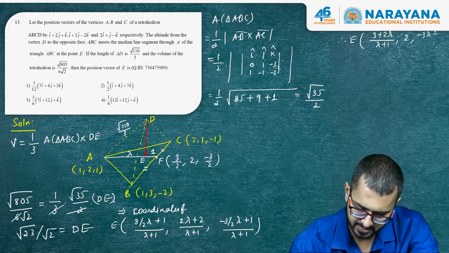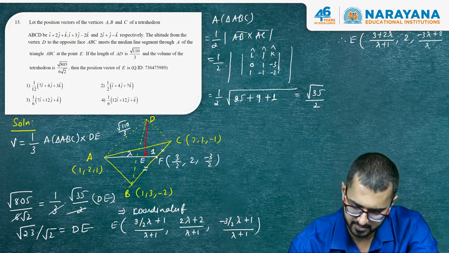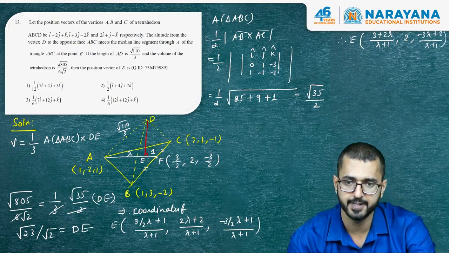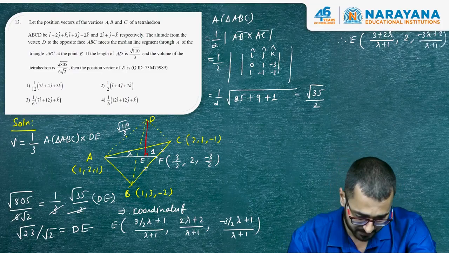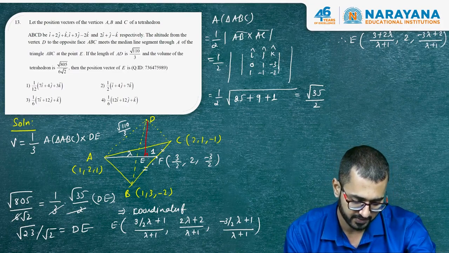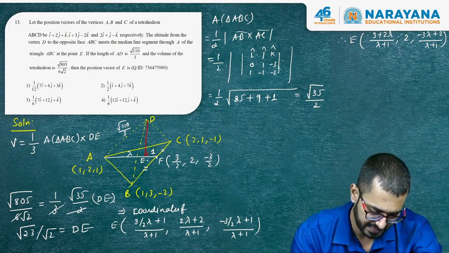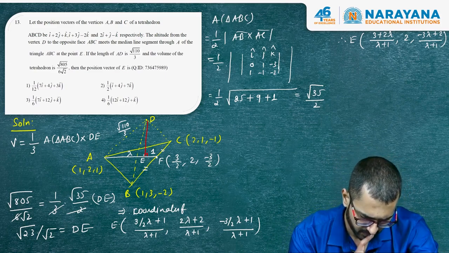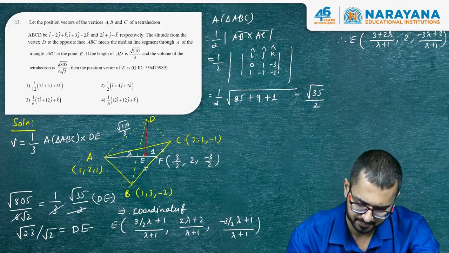So minus 3 lambda plus 2 over lambda plus 1. So we got the coordinates of E. Now to get E, we need to get the value of lambda. So what we can do is we want DE. So we can now apply Pythagoras theorem.